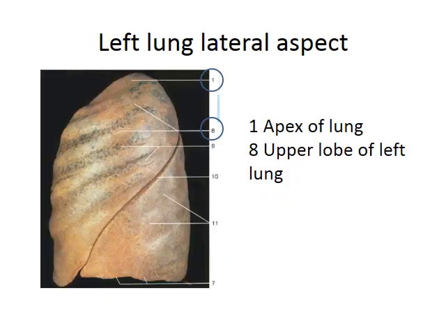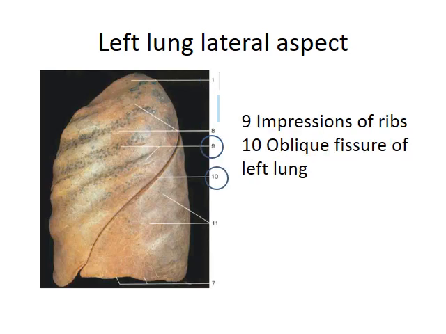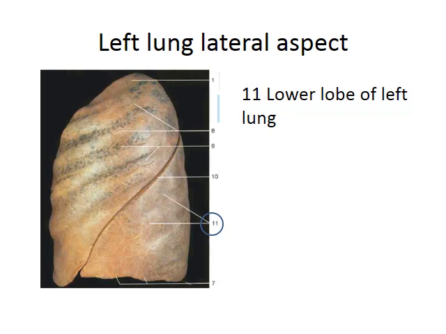The lateral aspect of the left lung. 1 is apex of left lung. 8, upper lobe of left lung. 9, impressions of ribs. 10, oblique fissure of left lung. 11, lower lobe of left lung. And 7, inferior border of left lung.